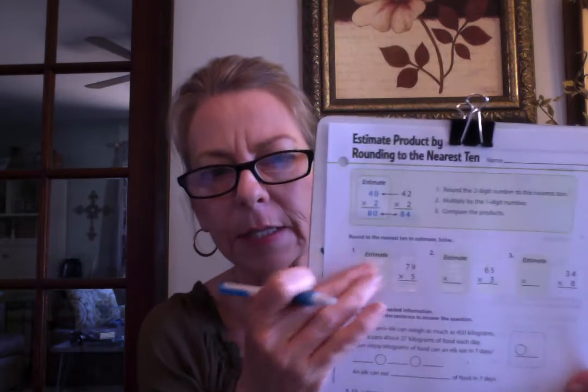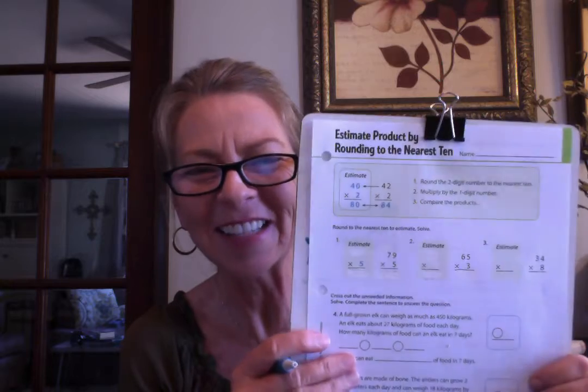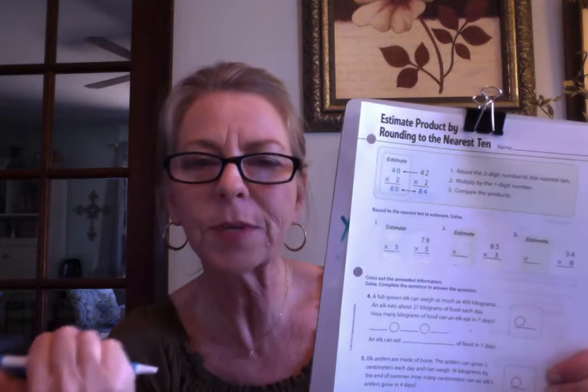I started doing this and then I made a mistake, so I had to start over again. Okay, so we are going to estimate. So our problem is 5 times 79, and we don't need an exact answer first, we just need an estimate.